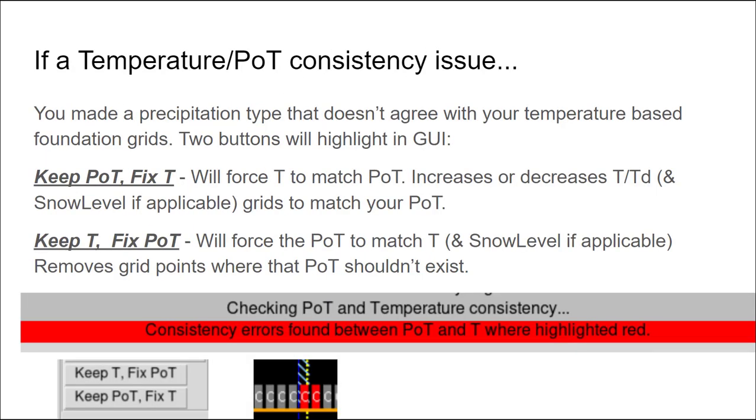So back to the other type of inconsistency. If the temperature forecast doesn't match your pot forecast, so let's say you have snow forecast at a wet bulb temperature that's too warm, or rain at 30 degrees. This inconsistency will be fixed either by keeping your pot grid the same and forcing your temperature or dew point or snow level, if you're a snow level office, to match the pot grid. The other option here is to force your pot grid to match the temperature elements you've already forecast in an earlier step. This will remove grid points where it's too warm or too cold for that precipitation type to exist.